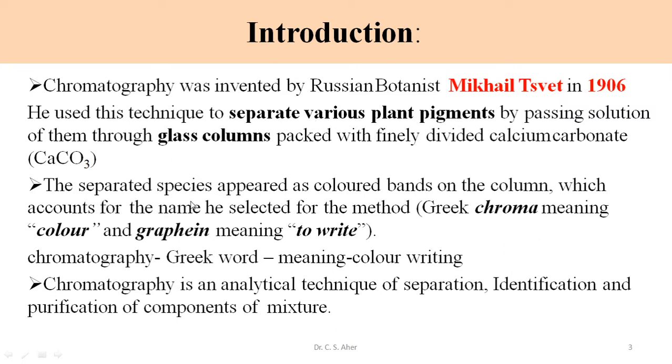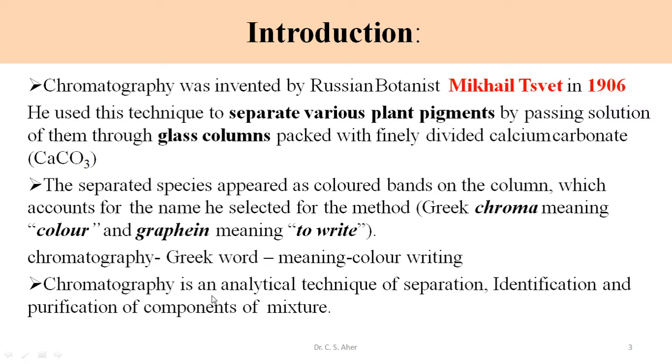The separated species appear as color bands on the column. So on this calcium carbonate column there are different colors, which account for the name he selected for the method, a Greek word, chroma. Chroma means color and graphein means to write. So that is color writing. So the Greek word chromatography has the meaning of color writing.